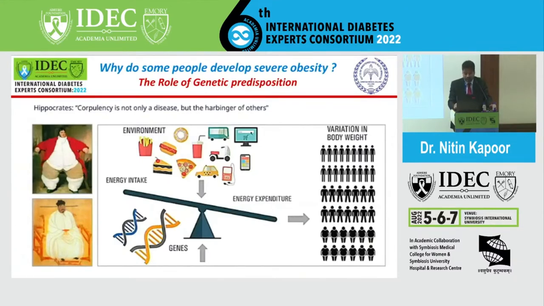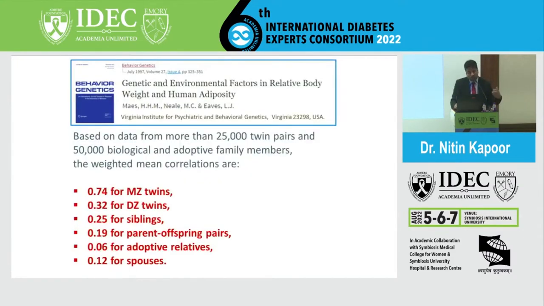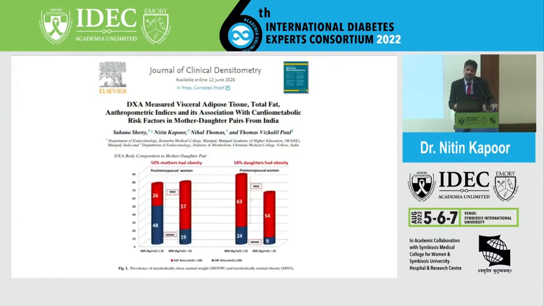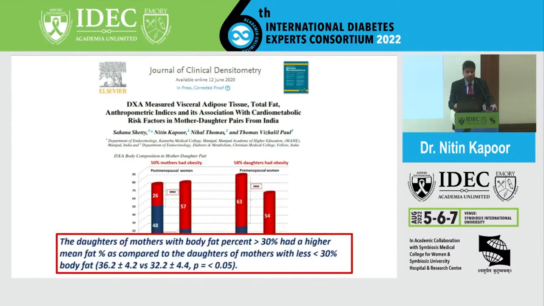So there is a genetic role, and what we've learned from different twin studies is that weight is essentially one of the most inheritable traits in the human body. When we looked at a study, and this is in the community, in 300 mothers, these are old postmenopausal women, and their daughters who are married and settled elsewhere, and tried to look at their visceral adiposity, there's a very strong correlation. Even though the environment today is different for these daughters who are married and settled elsewhere, there's a very strong correlation of visceral adiposity in daughters as compared to their mothers.